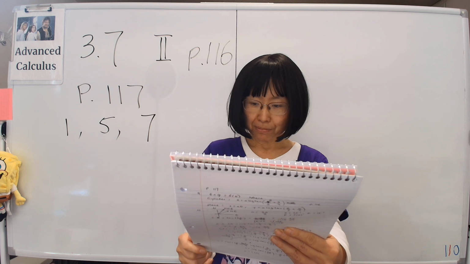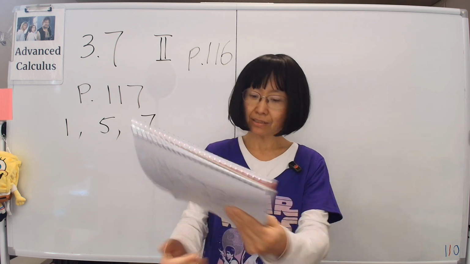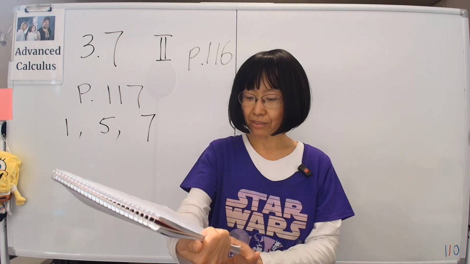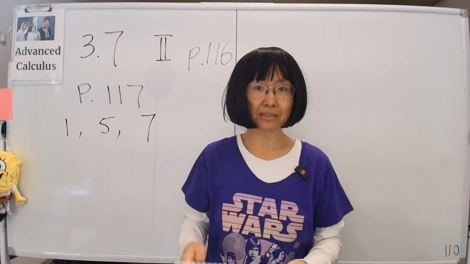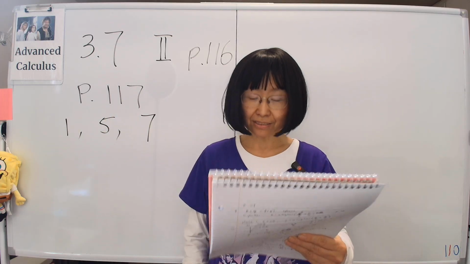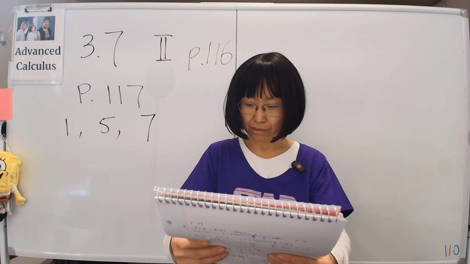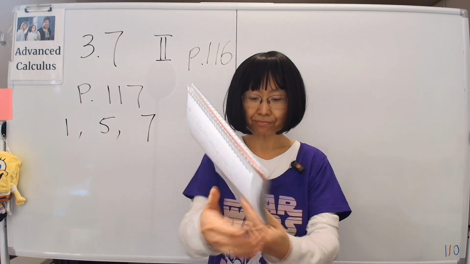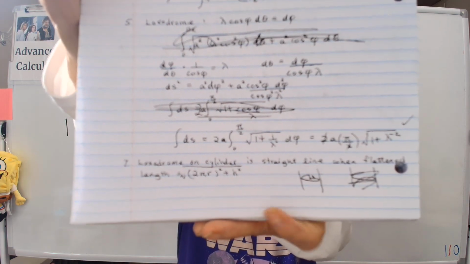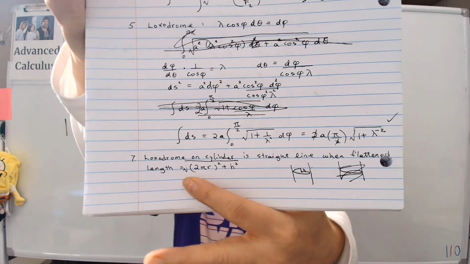And so that's problem 5, and problem 7 is just a quick, simple thing where the loxodrome on the cylinder is just a straight line when you unfold it, with a set slope. And the length is just the Pythagorean theorem, so that comes out right away, I believe.